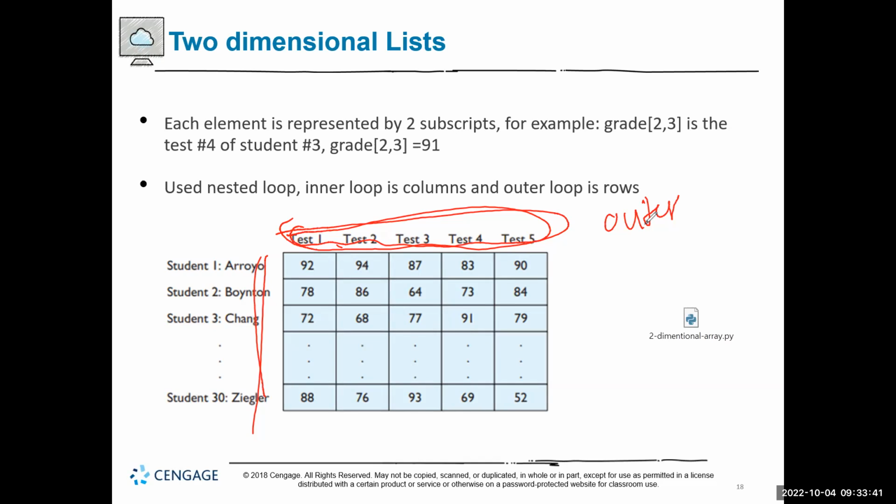And you can think about working with a grid. You have to work with the row, and you have to work with the column here. So each element in the list is represented by 2 subscripts. Think about this: what is the grade of 2 and 3 here? What do you think? What is it? Can you look it up? The grade for student 2 on test 3 is 64.